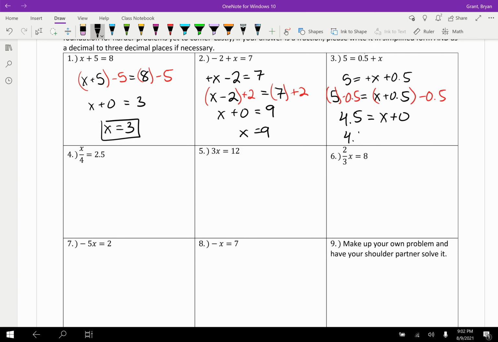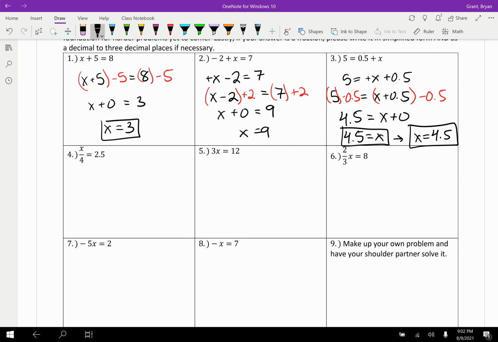Now, it makes some of you uncomfortable if I leave the x on the right side and circle this or box this, but there's nothing wrong with that. If it does make you happier, you perfectionist, you can move the x to the left side and the 4.5 to the right, and you'll get the same answer.